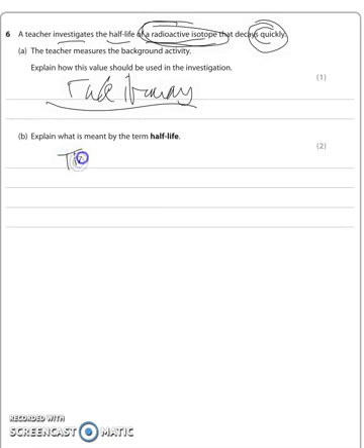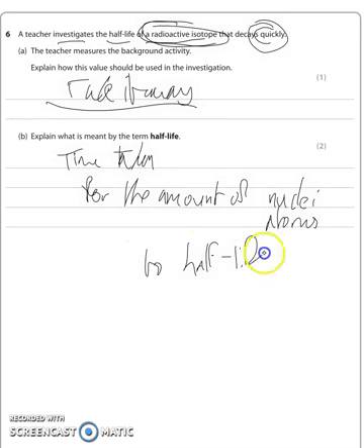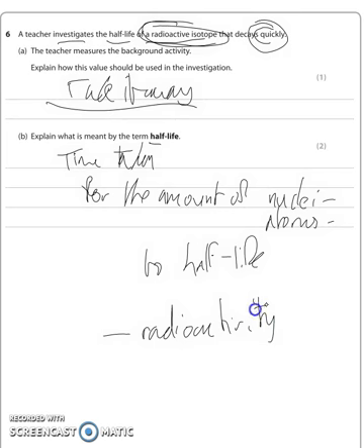Explain what is meant by the term half-life. Okay, so it's the time taken. There's a few things you can say here. You could say for the amount of nuclei, or you could say atoms, to half. That's very important because it's called the half-life. So it's the time taken for something to half, and that would be nuclei or the atoms. You could also say radioactivity. Activity would also just be fine.